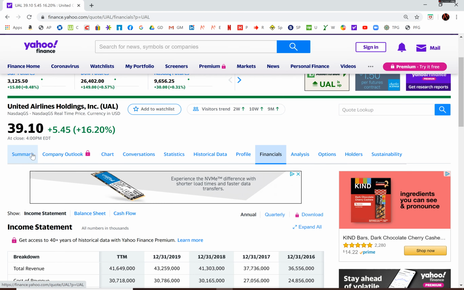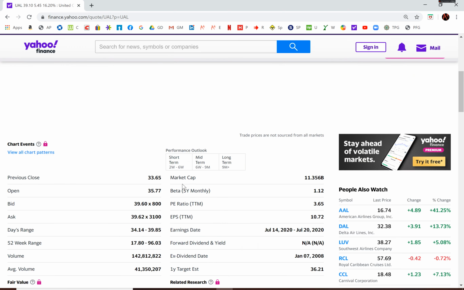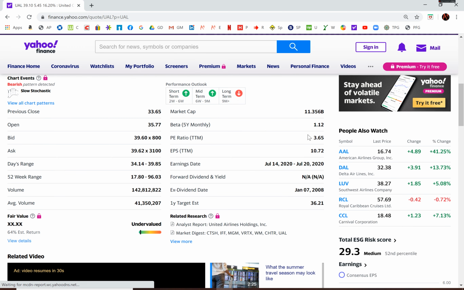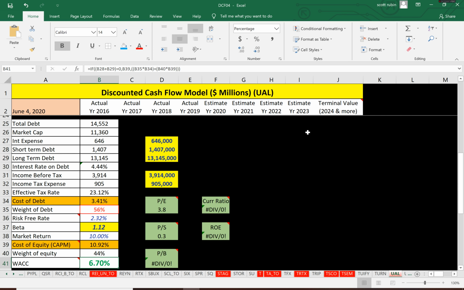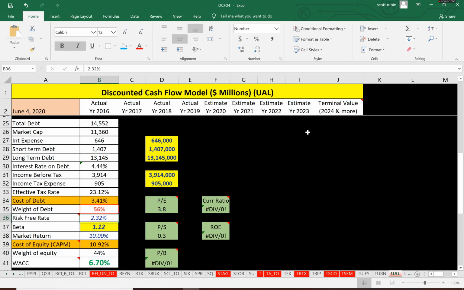Let's figure out the cost of equity. So let's get the beta. That's the volatility of the stock, 1.12. So the cost of equity is 11%, cost of debt is 3.4%. Equity is a lot more expensive than debt because equity is riskier. In the event of a default, debt holders are paid first, then equity holders, if there's any left over. So the weighted average cost of capital is 60.7%. That's a blend of the equity and the debt. And that's what we're going to discount the future cash flows by.